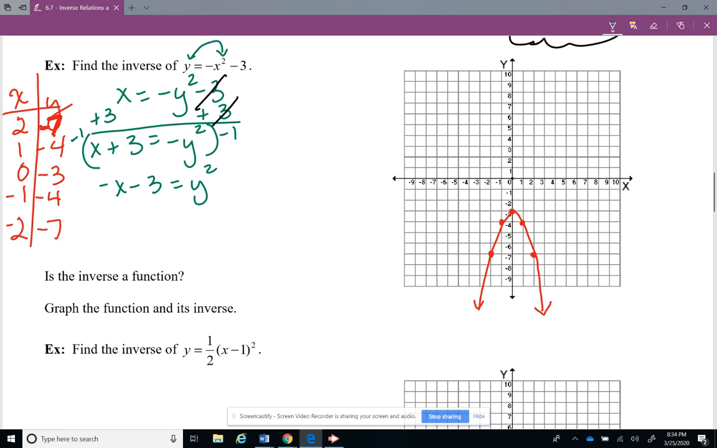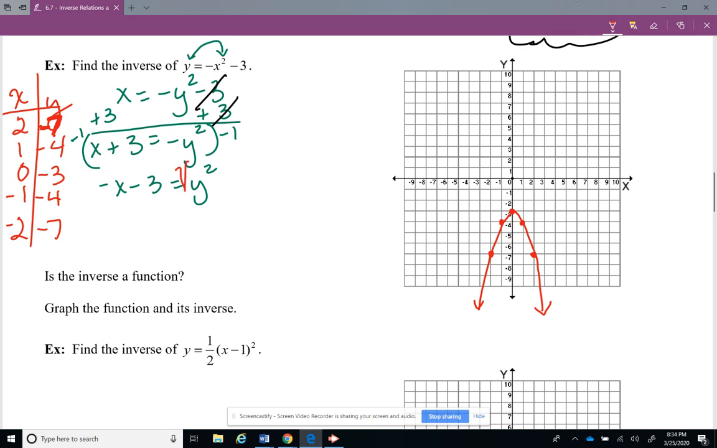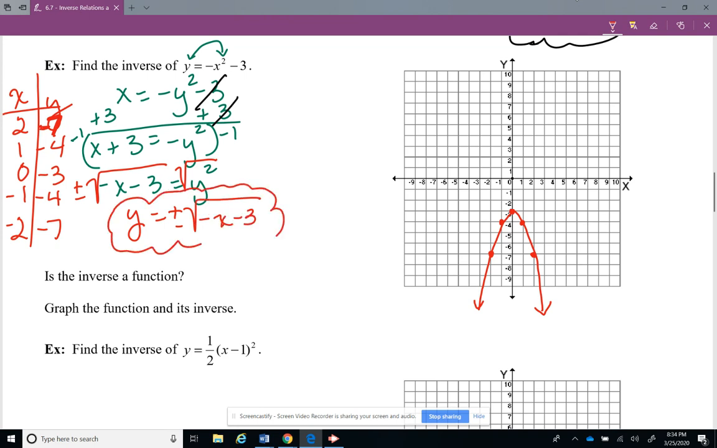The opposite of squaring something is doing the square root of something. So I'm going to do the square root of the right side. It's going to give me y. I'm going to do the square root of the left side, but I'm going to have to put a plus or minus in front. So plus or minus the square root of negative x minus 3. Now that is our inverse function. I'm sorry, it's our inverse relation. We don't know if it's a function yet or not.